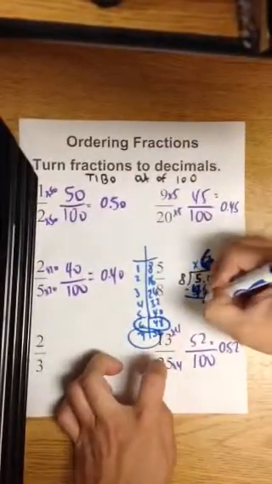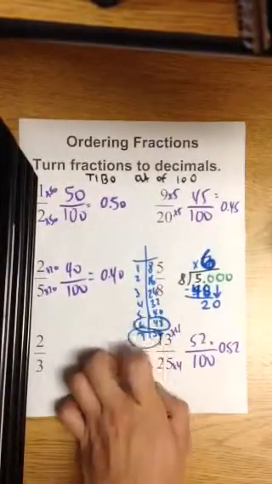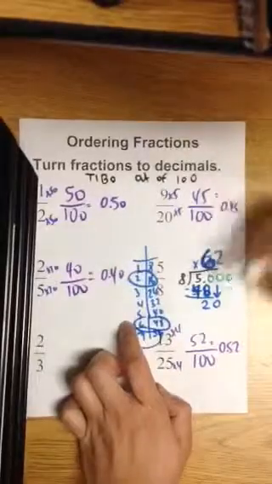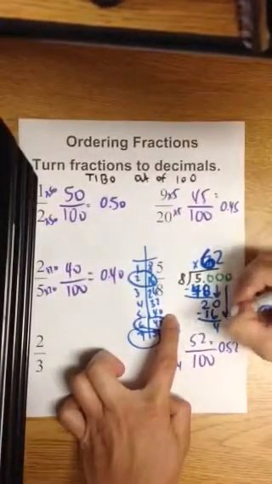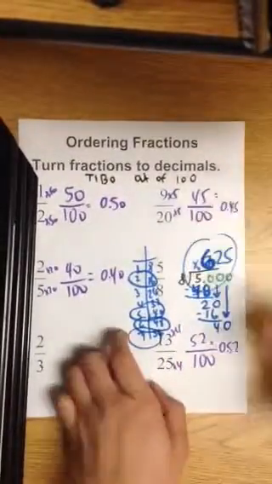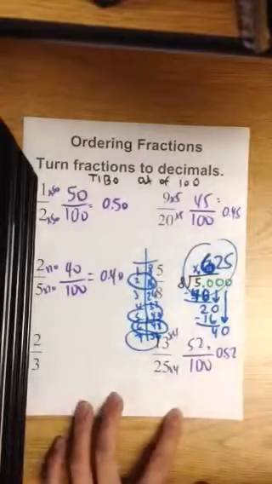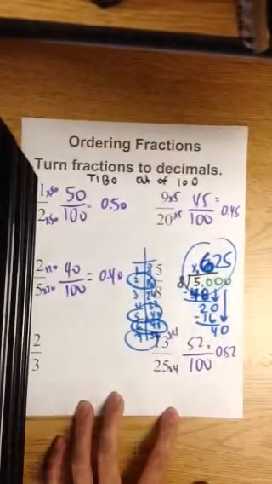50 minus 48 is 2. I bring down the 0. Who is closest to 20? 2 times, which is 16. 20 minus 16 is 4. I bring down the 0. It goes in 5 times. So, it goes in 625 thousandths. 5/8 is equivalent to 625 thousandths.